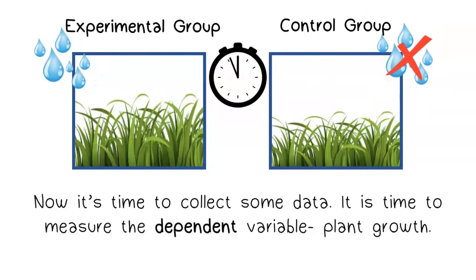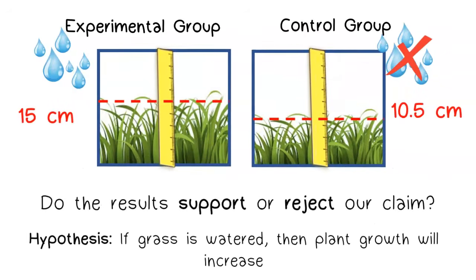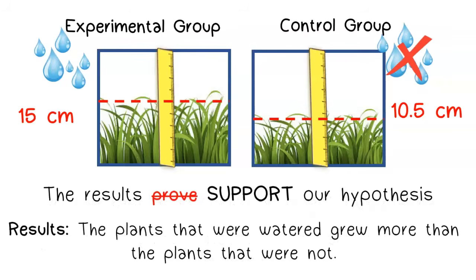Now it's time to collect some data. It is time to measure the dependent variable, plant growth. Do the results support or reject our claim? The results support our hypothesis. The plants that were watered grew more than the plants that were not.